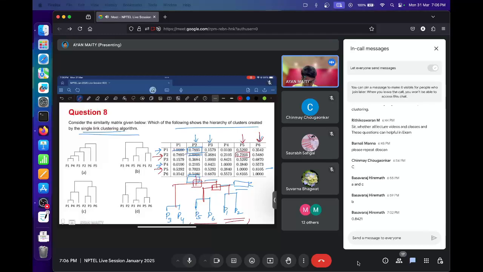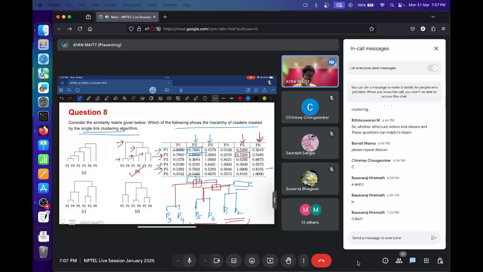And if we check the options, it is same as option B. So P3, P4 merged first, P5, P6 are merged second, then P1 and P2. Then P5, P6, P1, P2 are merged. Finally, the two remaining clusters are merged at the highest level. So option B is the correct answer.